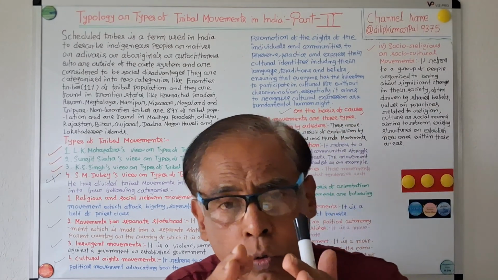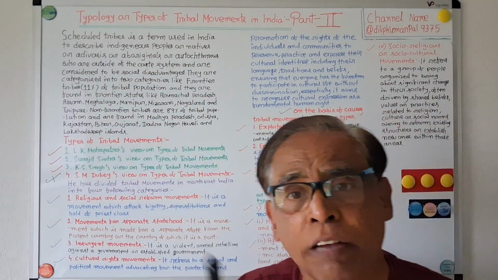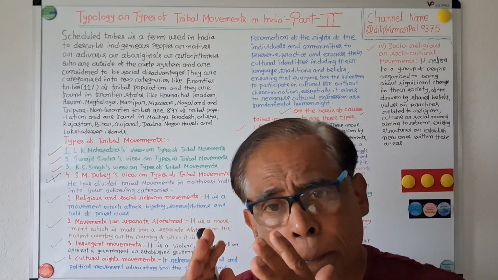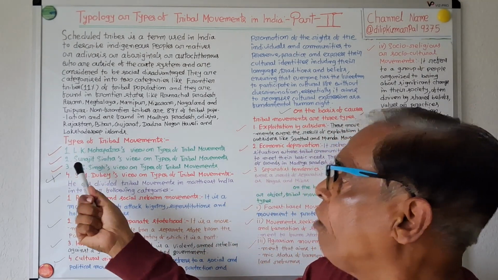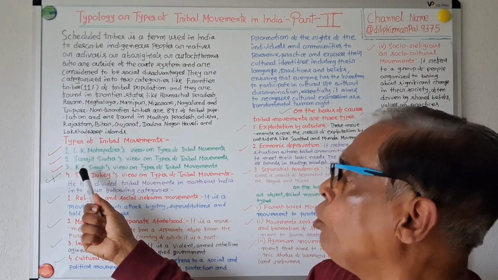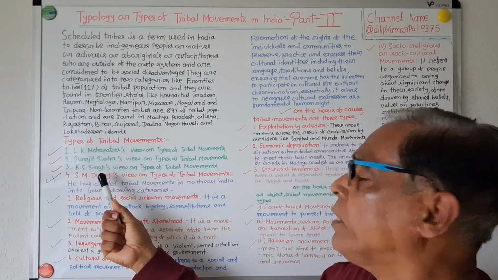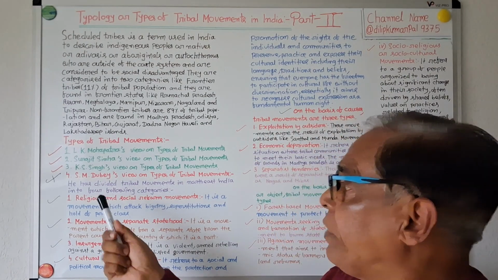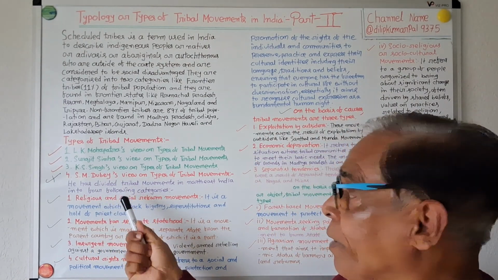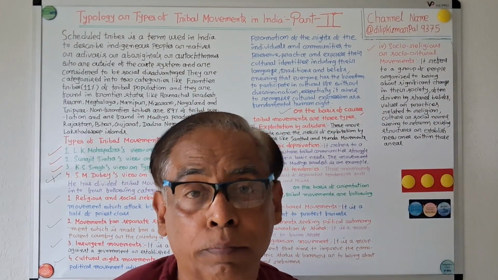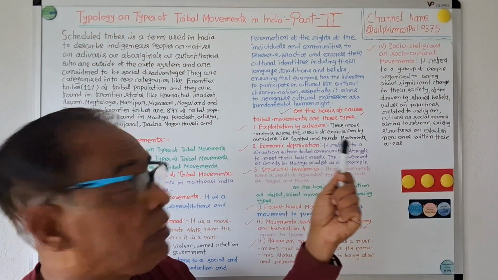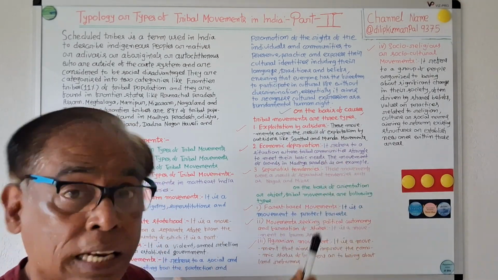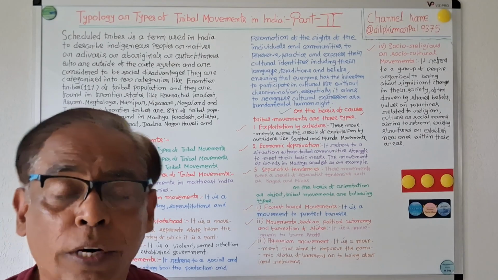So, so far as typology or types of tribal movements are concerned, I have discussed in part 1 views of L.K. Mahapatra, views of Surajit Sinha, views of K.S. Singh. In typology or types of tribal movements, part 2, I have discussed S.N. Dube's view. Then I have categorized tribal movements on the basis of causes. Then I have categorized tribal movement on the basis of orientation or objects.